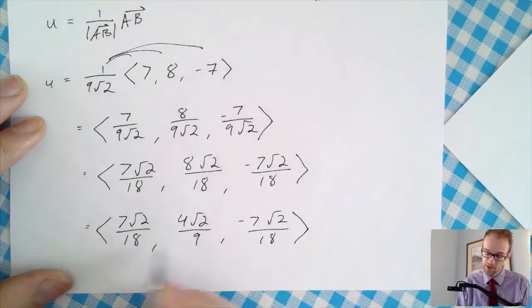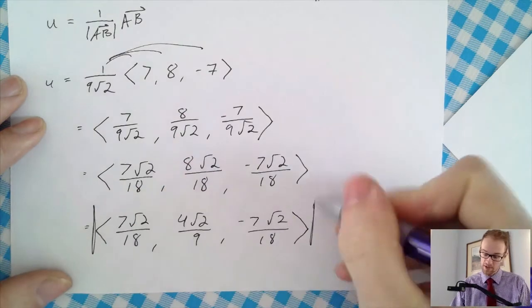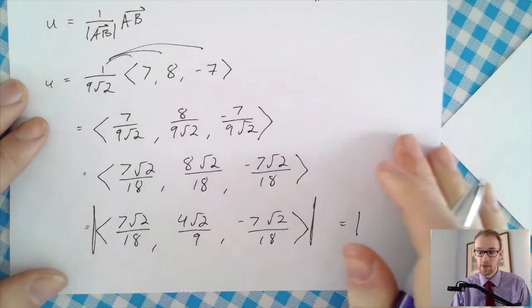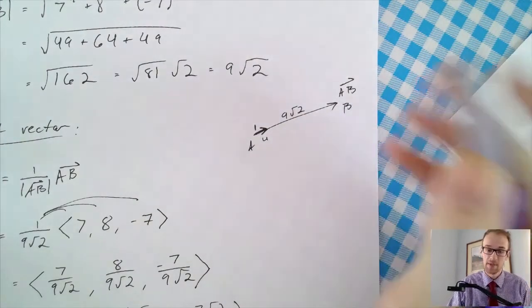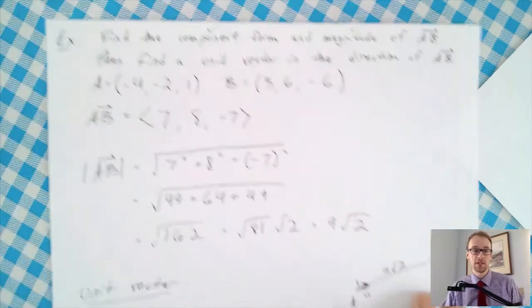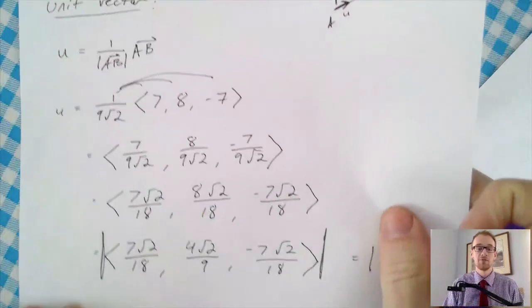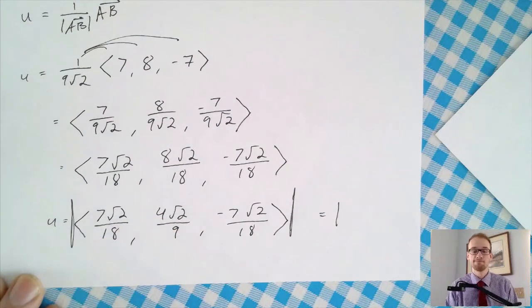So this vector has a magnitude of 1, right? If we calculated the magnitude of this thing, it should give us 1. And you can check that if you want to. And it is in the same direction as our vector AB. Okay, so there we go. We just found the component form, we found the magnitude, and then we found the unit vector in the same direction as our vector AB. Okay, that's it for that one.